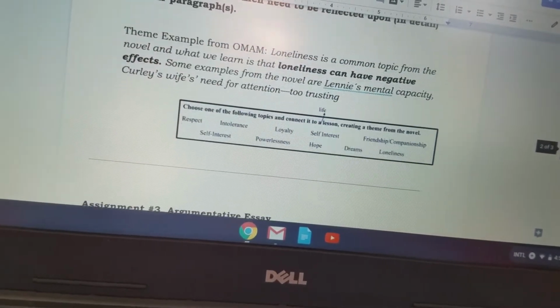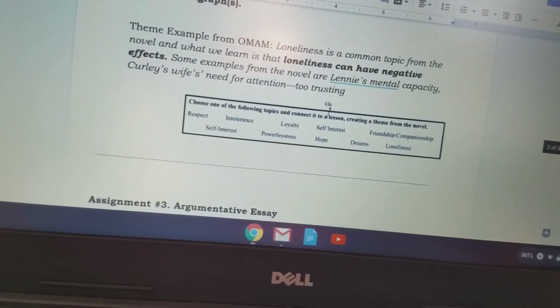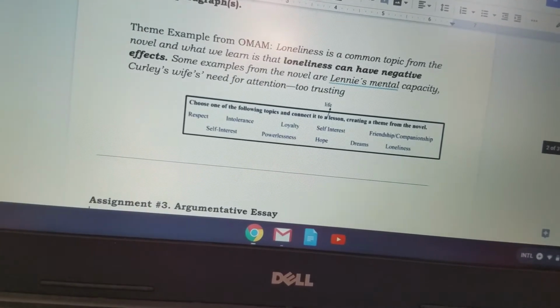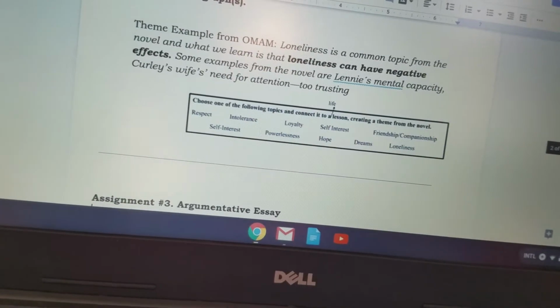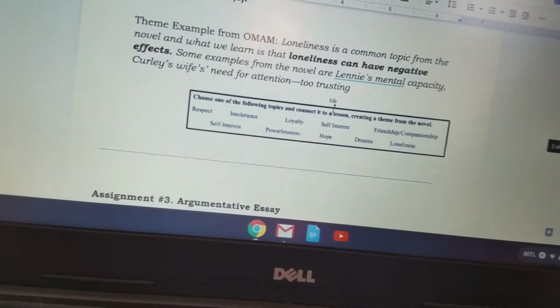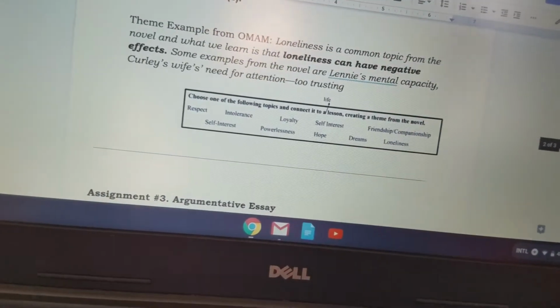Themes from Of Mice and Men. I did an example with loneliness. So loneliness is a common topic for the novel. And so the theme that we put together is loneliness can have negative effects. So loneliness is the topic. The theme is that loneliness can have negative effects.